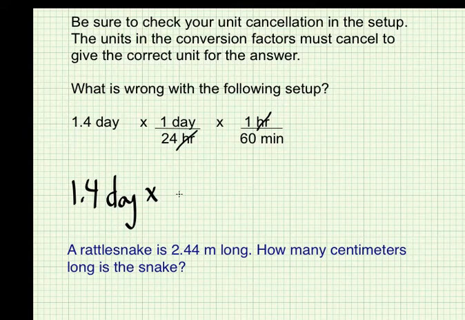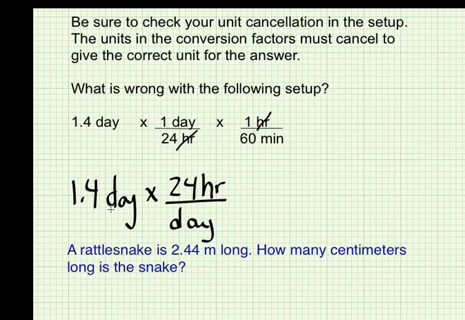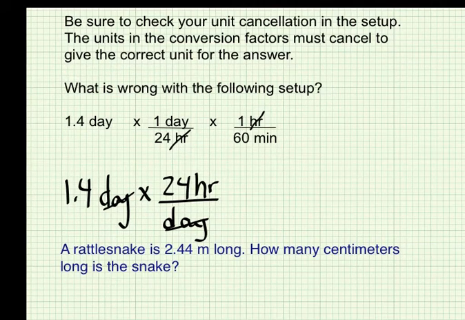I want to get rid of the days. So in my conversion from days to hours, I'm going to actually put the day in the denominator so that the days cancel out and there's 24 hours. If I were to stop right here, see how the days cancel out? And my answer now would be in terms of hours.